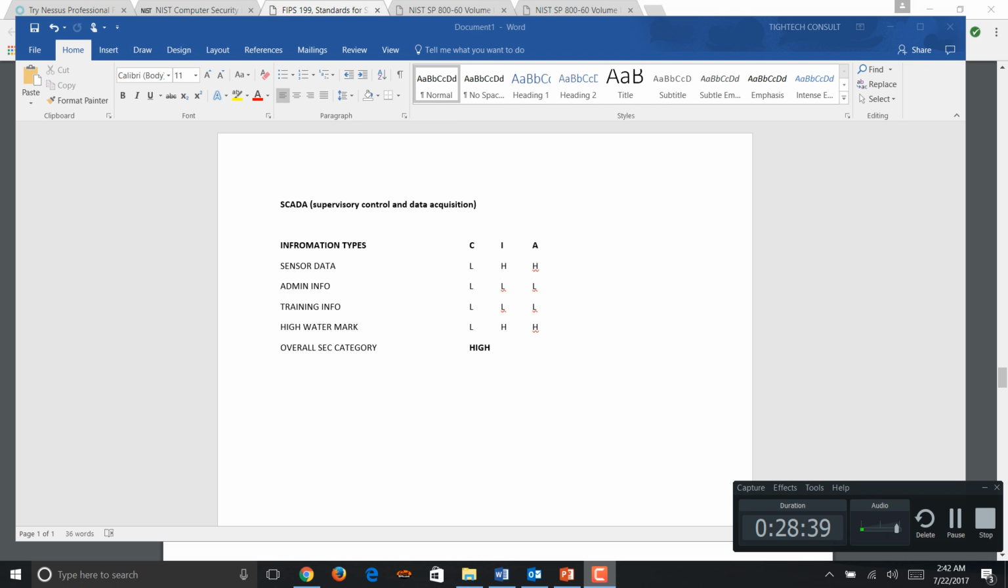We have been able to look at the three NIST publications that guide us during categorization. That is FIPS 199, NIST 800-60 volume 1, and NIST 800-60 volume 2. These are the three NIST publications that help you to adequately categorize information and information systems. I hope with this video you have gained some knowledge on why we categorize information systems and how we categorize information systems.